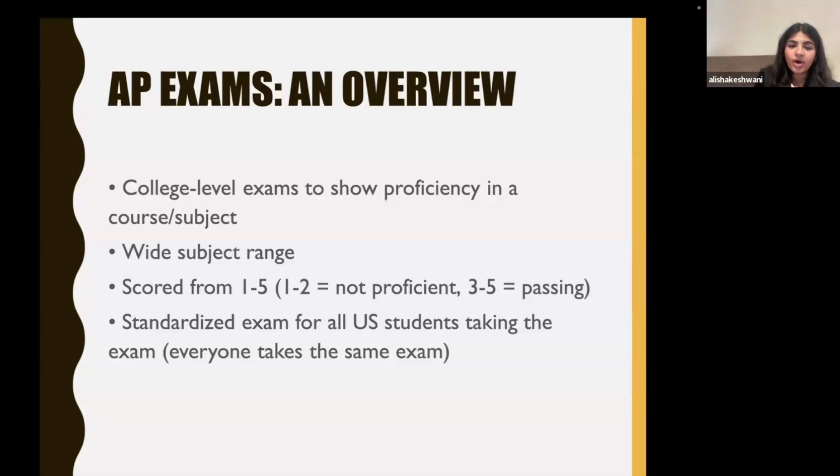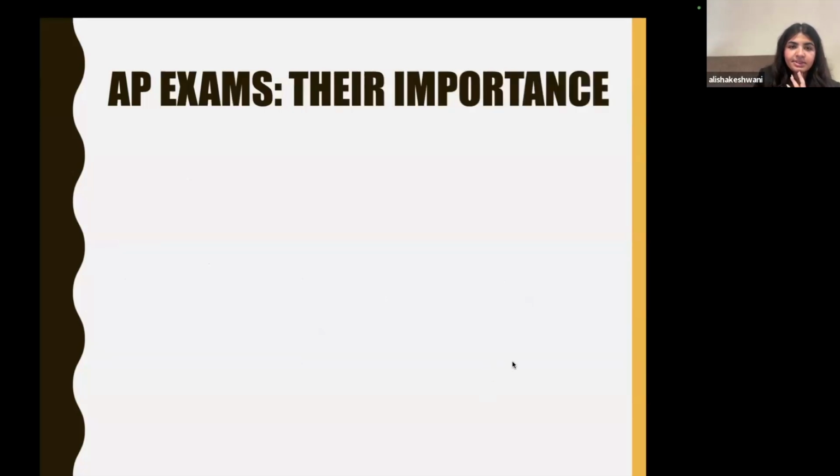These are scored from 1 to 5, 1 to 2 showing that you are not proficient, and then 3 to 5 showing that you are passing. And then these are standardized exams for all US students that take it.